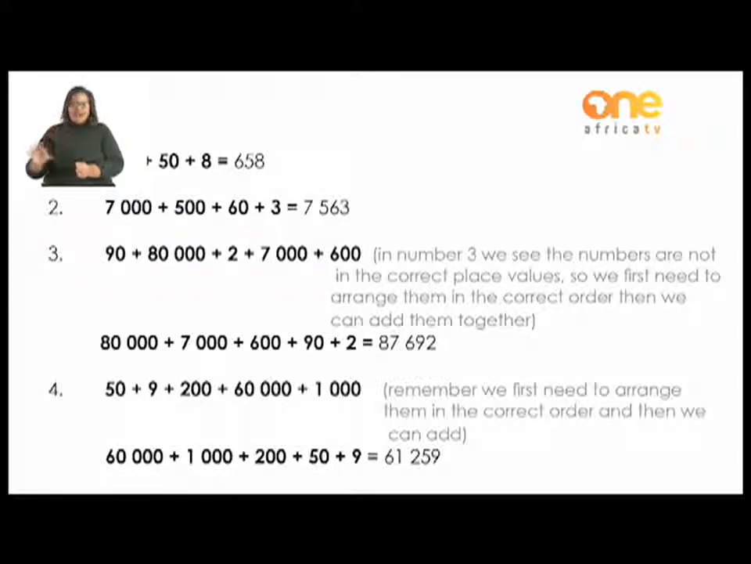61,259. So remember, even although they mixed it up, firstly, just arrange it from the biggest value to the smallest value, and then we add it together. So that is what expanded notation is.